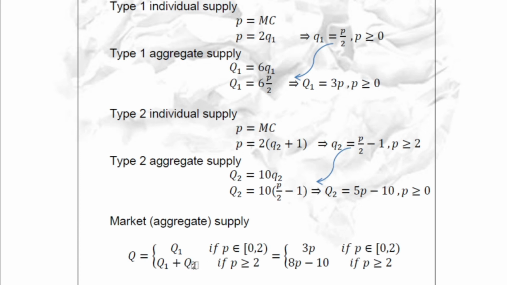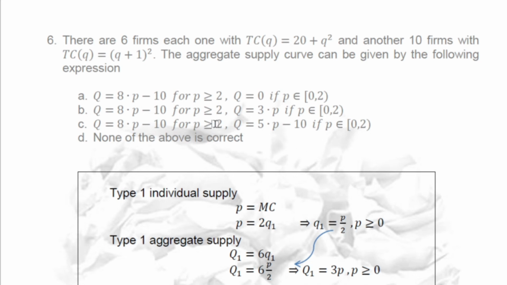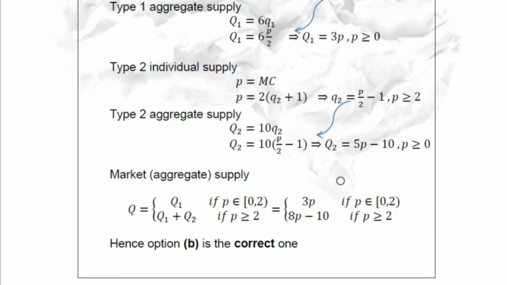So Q1 plus Q2. If we operate, Q1 was 3p. Here we have Q1 plus Q2 is 3p plus 5p, 8p minus 10. Okay, so option B is the correct one: 3p until 2 and 8p minus 10 over 2.